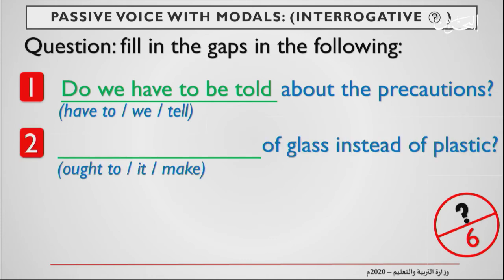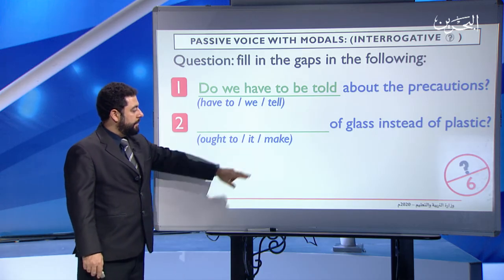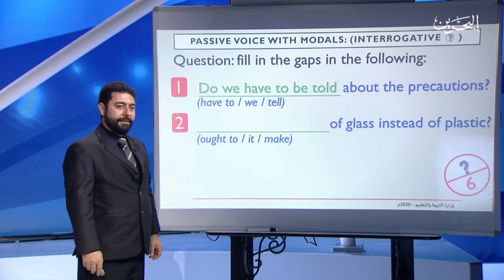Gap, of glass instead of plastic, question mark. In building this question, you need to use ought to, it, and make. You have 5 seconds.